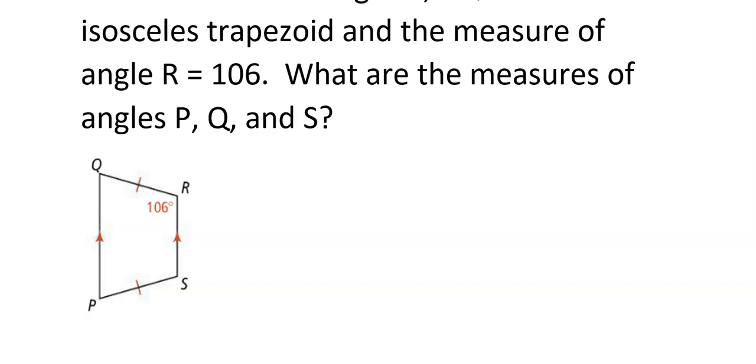So when you look at them, again, these two are the acute angles, those two are the obtuse angles. So make those obtuse angles the same. So S is going to be 106. And then we know that how much are these two together? 180. So Q and P are both going to be the same. And what are they? 74.